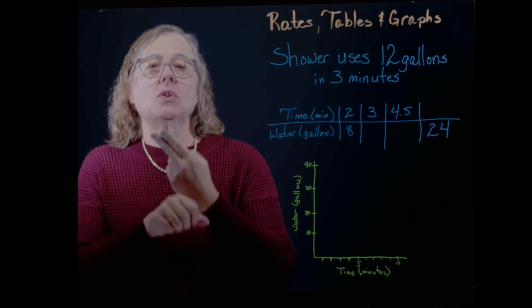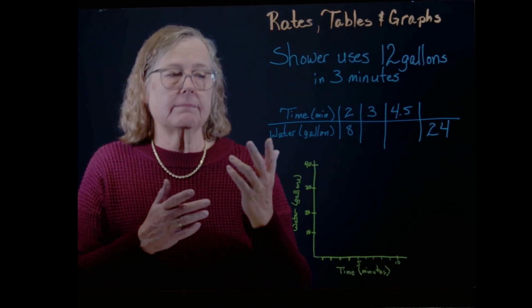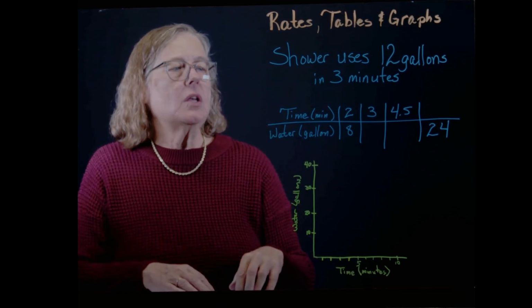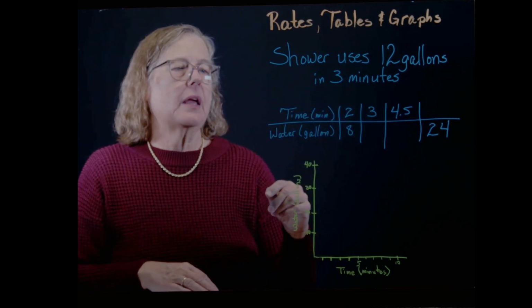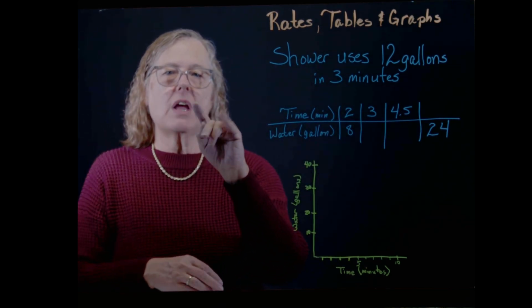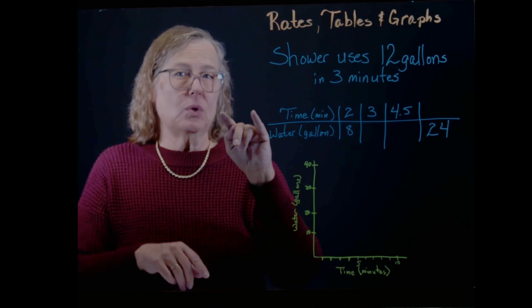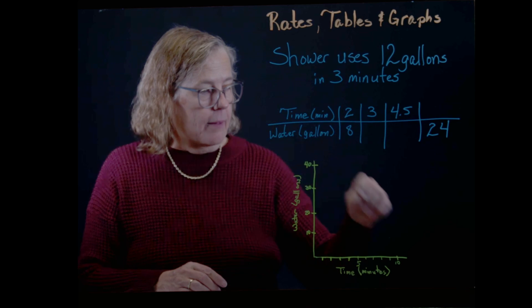Let's try another one. A shower uses 12 gallons of water in 3 minutes. That seems reasonable. Okay. So we want to fill in this chart here. What's my ratio? In other words, what's my rate? I know it's a rate because the units are different. All right.